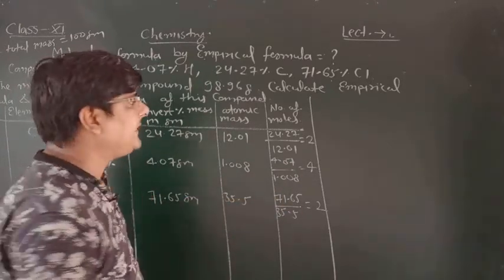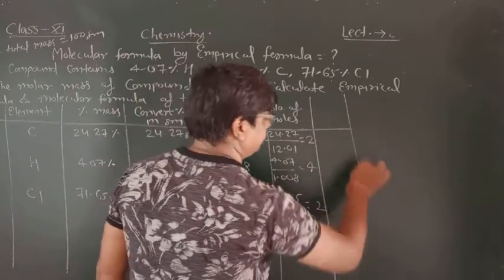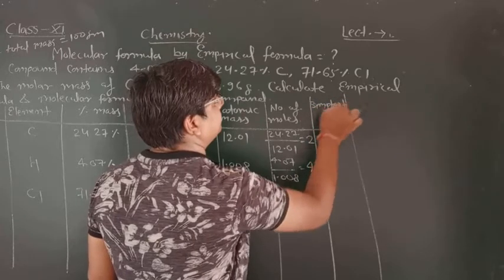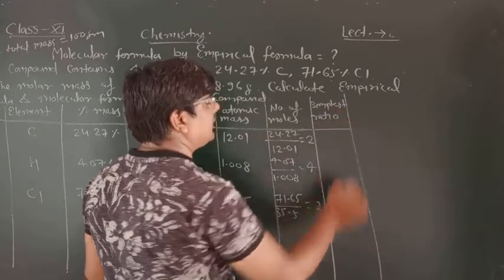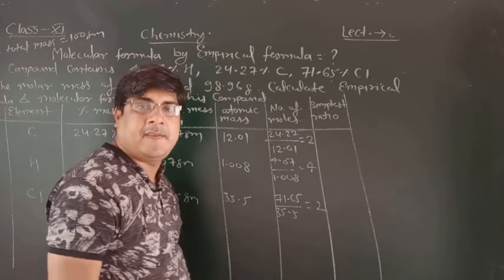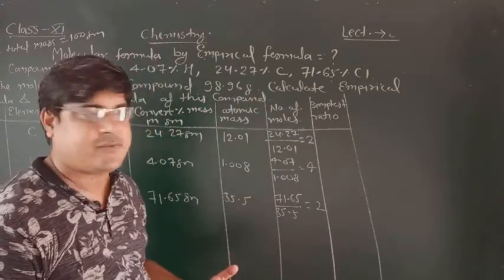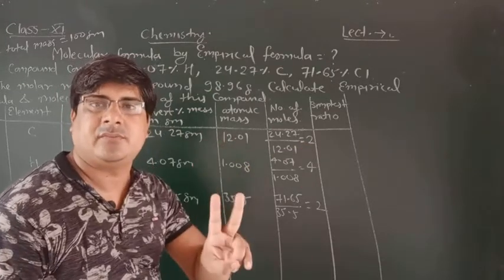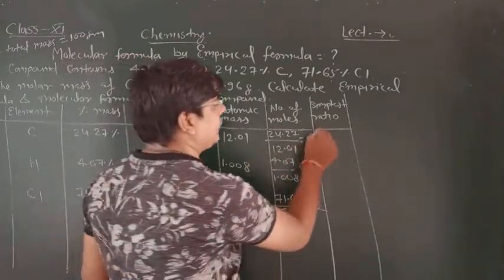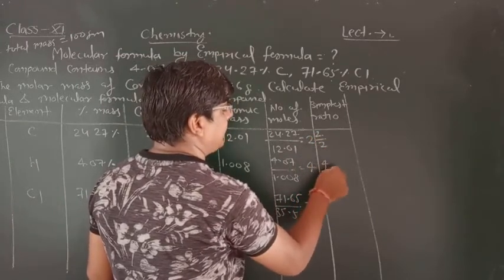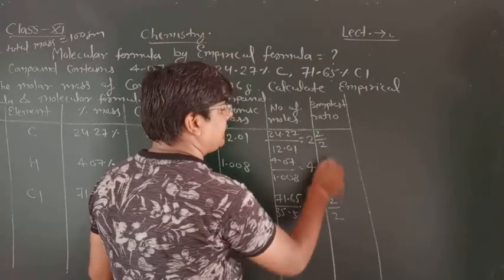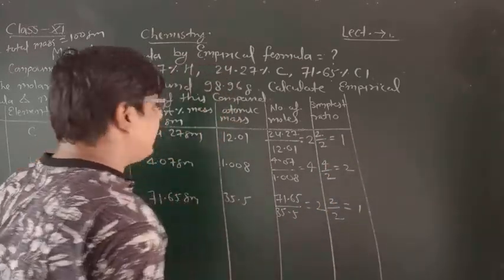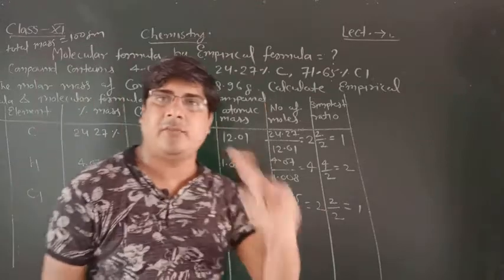Now we will write the simplest ratio. How can you calculate the simplest ratio? The smallest number is 2, so divide the whole numbers by 2. It will be divided by 2, and this also by 2. So 1, 2 and 1. It means carbon is 1, hydrogen is 2 and chlorine is 1.